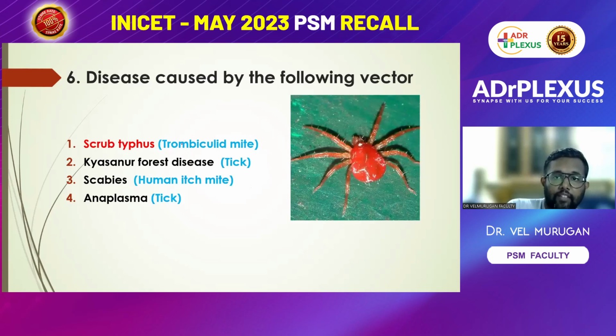So this scrub typhus, it is transmitted by what? It is transmitted by this trombiculid mite. You can see 1, 2, 3, 4 pairs of legs in this trombiculid mite. Kyasanur Forest disease is transmitted by a tick. Scabies is caused by the human itch mite. Anaplasma disease is also transmitted by a tick.